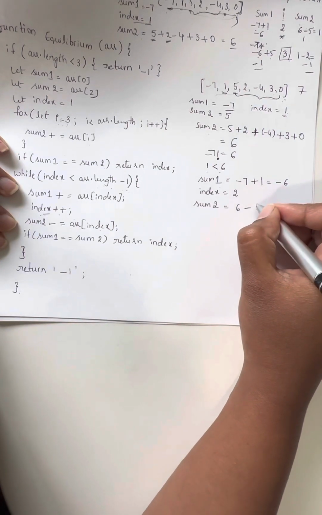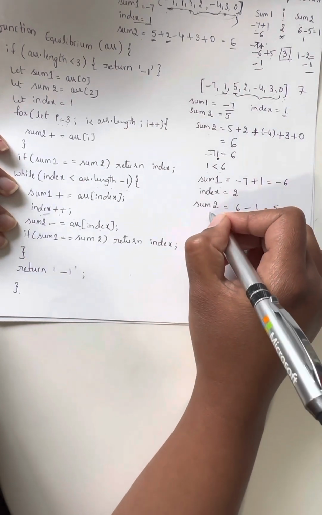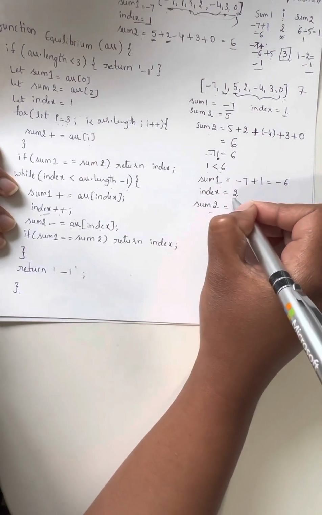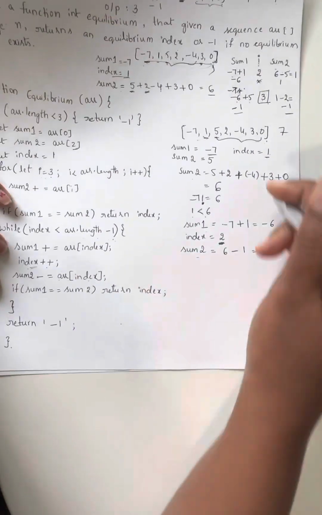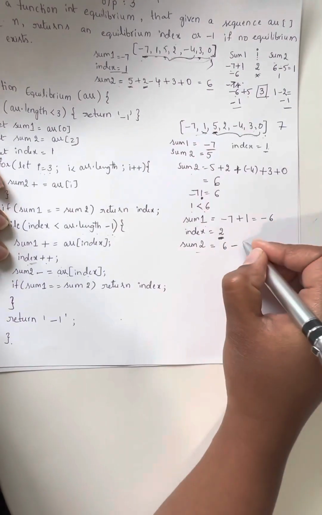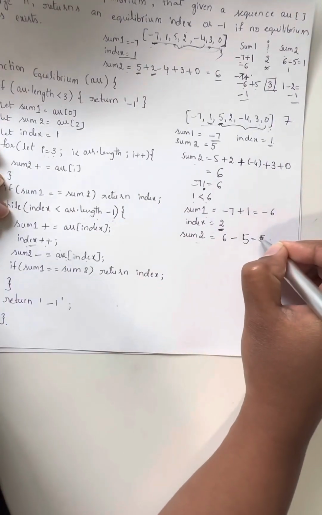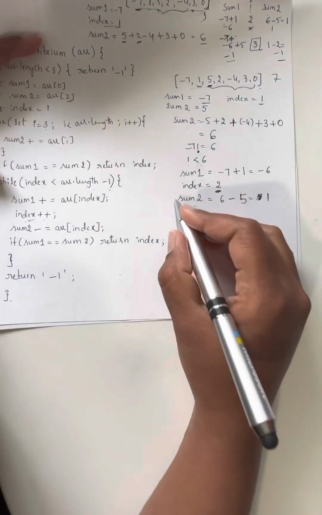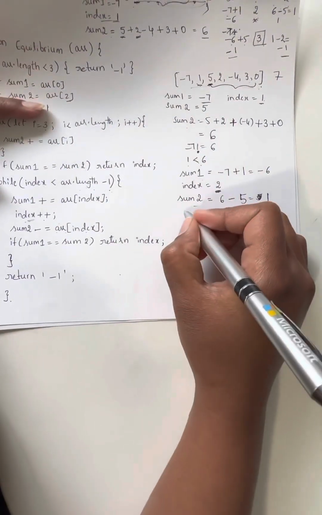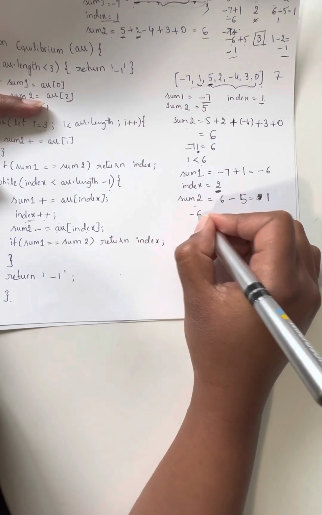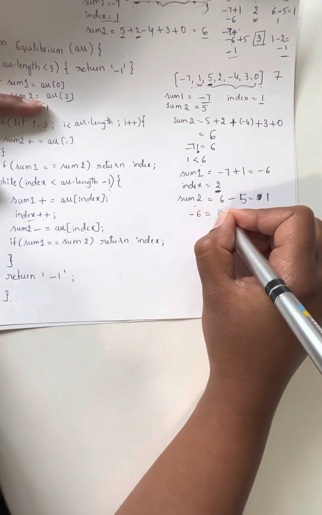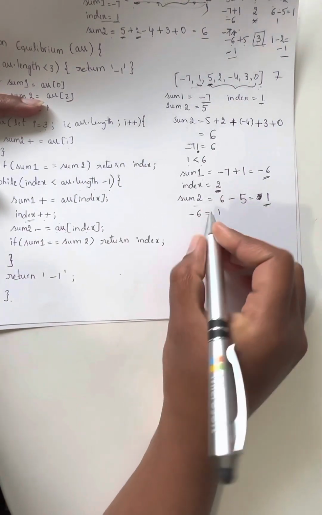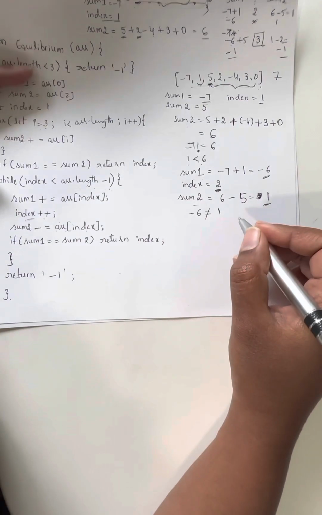Sorry, this is not the right one. From sum 2 we are gonna decrement the index, but the index now is at 2. So at index 2 we have 5. So we are going to subtract 5 from 6, which becomes 1. Then we are going to check if sum 1 is equal to the sum 2. So the sum 1 is minus 6, sum 2 is 1. Both of them are not equal.